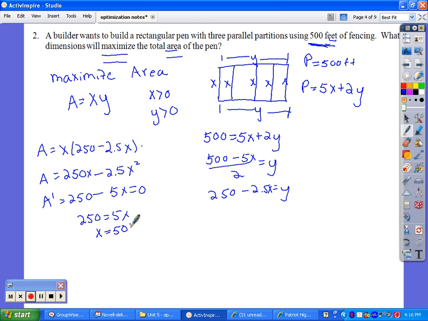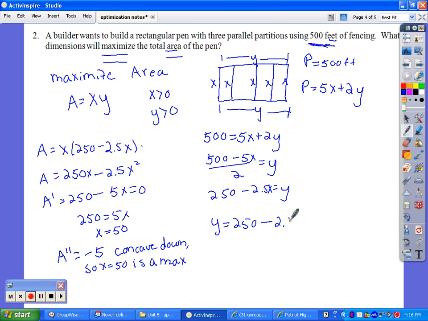Now we need to check if it's a max, so I'm going to take the second derivative, and if I take the second derivative of A prime, I get negative 5. Now that means the second derivative is always negative, so it's always concave down. So x equals 50 is a max, and we're trying to maximize it, so that's good. And then we need to find the dimensions, so I need to plug in 50 into y. So I'm going to plug in 50 for x to get y. And if I multiply that out, I get y is 125.